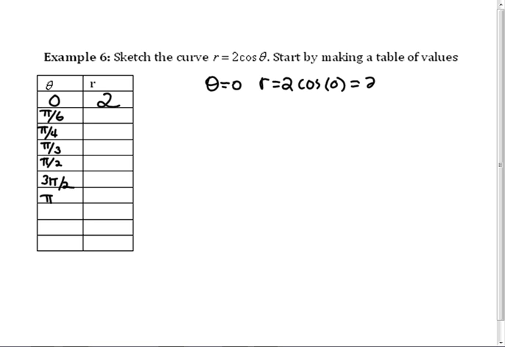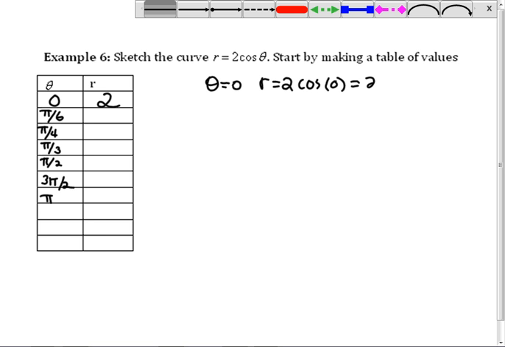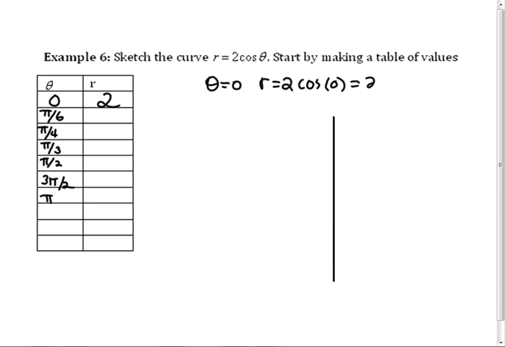So let me get my graph, and we'll plot that. Do you guys know what this is going to be? So we're going to start here at 2. Okay, ready? What about pi over 6? So when theta is equal to pi over 6, r is equal to 2 times the cosine of pi over 6.